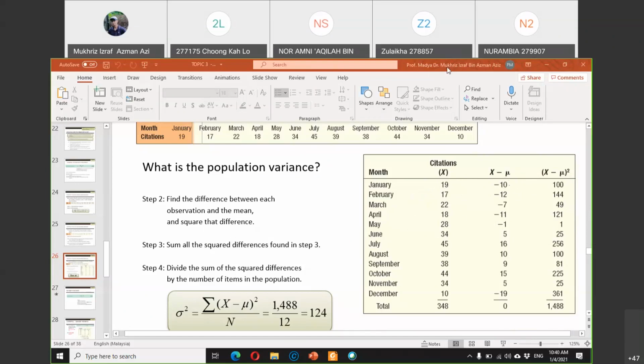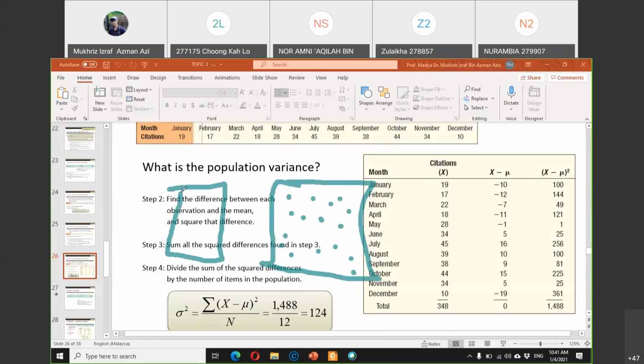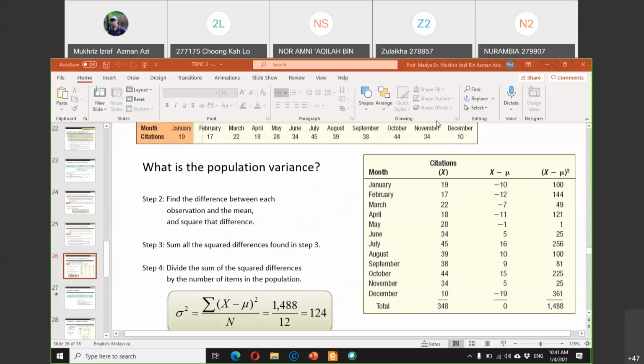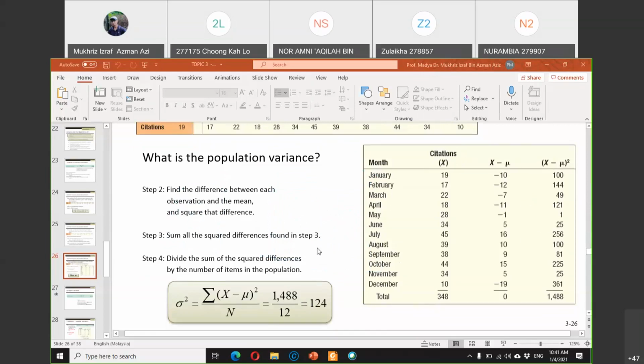As in my example, if you spread the salt on the table, whether you cover every corner of the table, or the salt or the sugar is located only around the same value. So you want to see whether you are in this case or that case, whether your data is very spread or not very dispersed. Once you get this 1488 divided by 12, you get 124. So 124 is the variance.